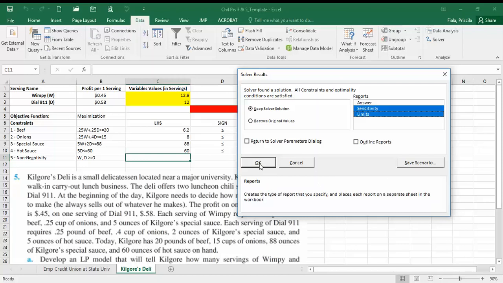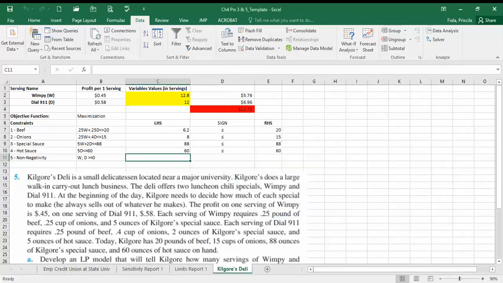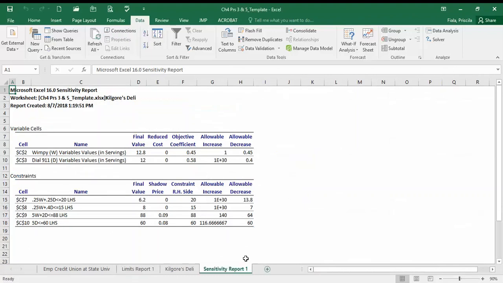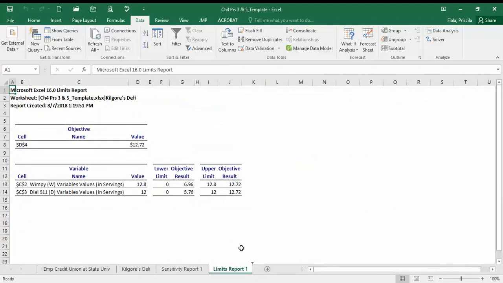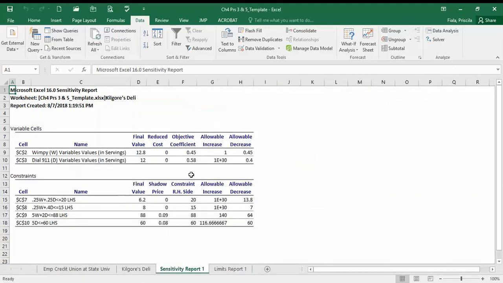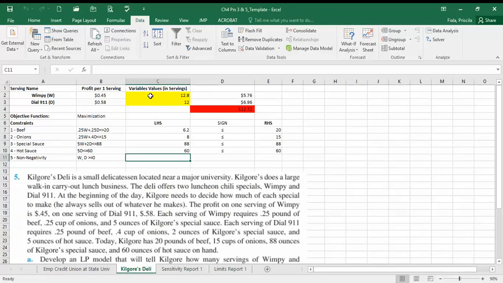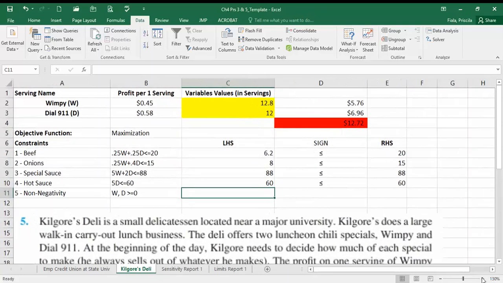So let's do okay, and you're going to notice it's going to add right here some more worksheets. So this is your sensitivity report, and then these are your limit reports. So let's look at the results first. It told us that we need 12.8 servings of Wimpy and 12 servings of Dio 911 to get our optimal value of $12.72. By looking at this information right here, I'm going to make it bigger.